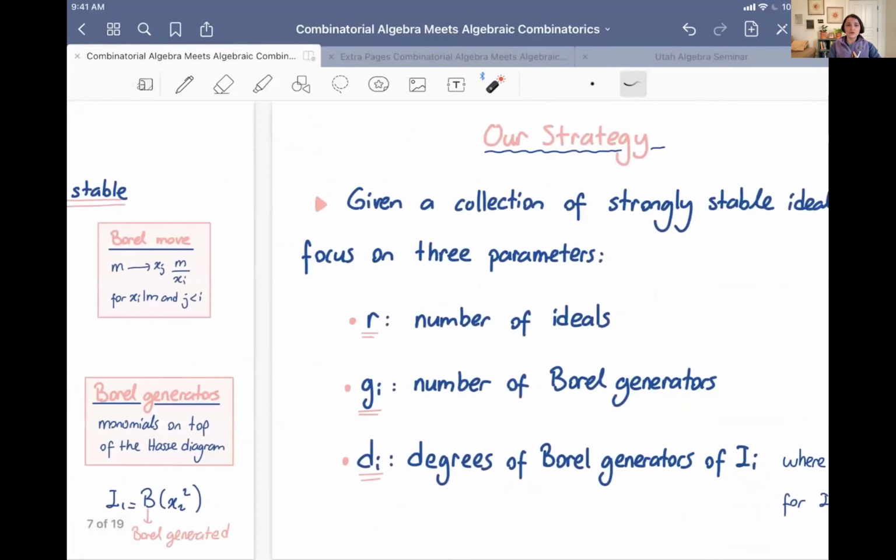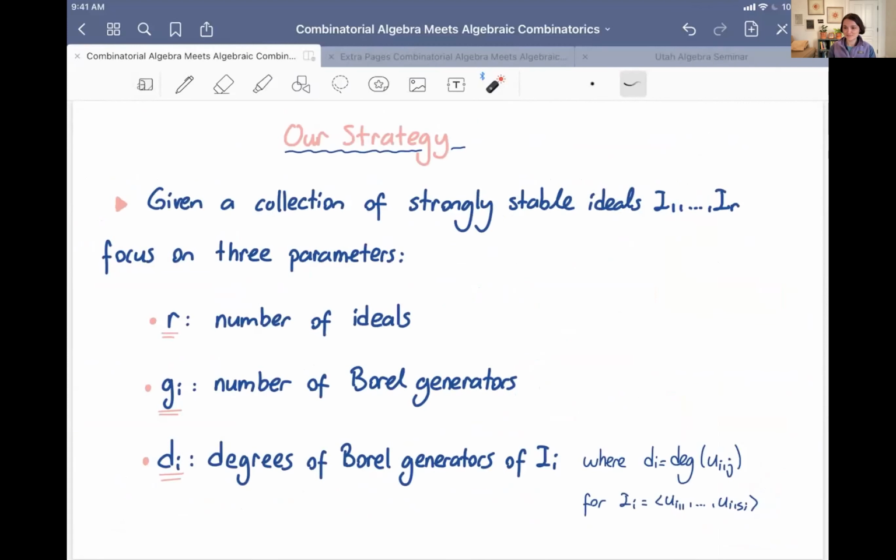Okay, so when we study these multi-Rees algebras, they are complicated objects because there's so much going on. You have so many ideals, we need to control how many generators there are and what the degrees are, so they all play a role. In our study, we focus on three sets of parameters. The first one is the number of ideals we have in the collection. The second one is the number of Borel generators for each ideal in the collection. And lastly, we focus on the degrees of the Borel generators for each ideal.